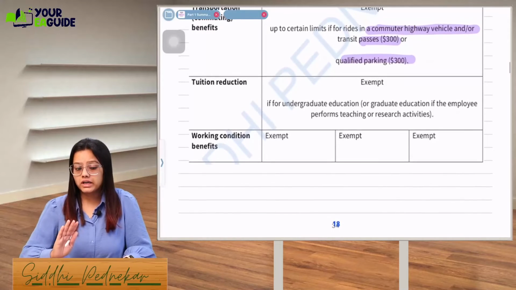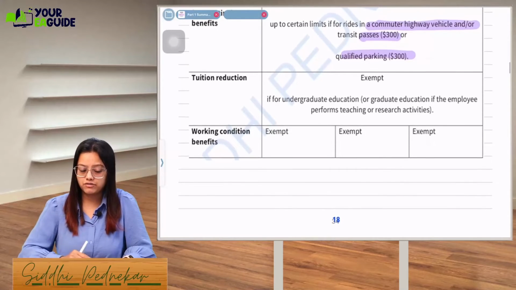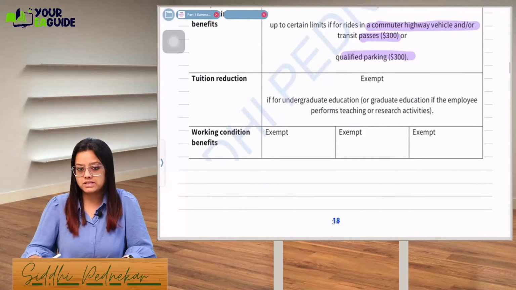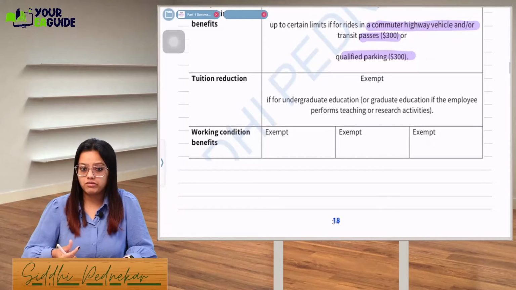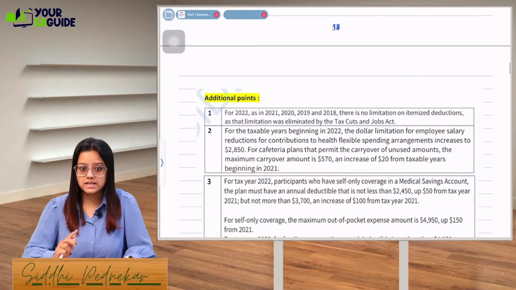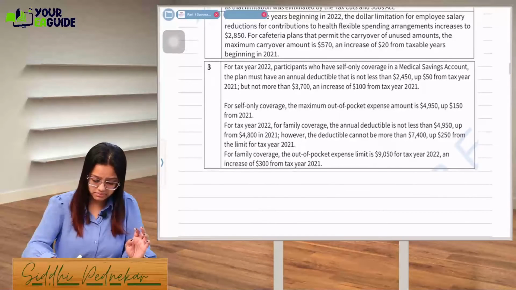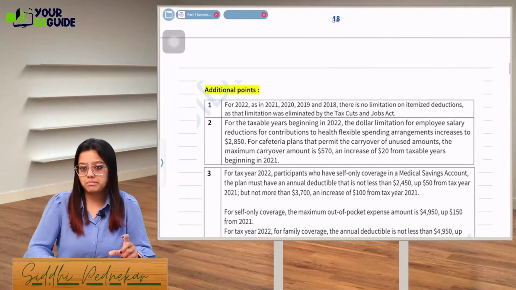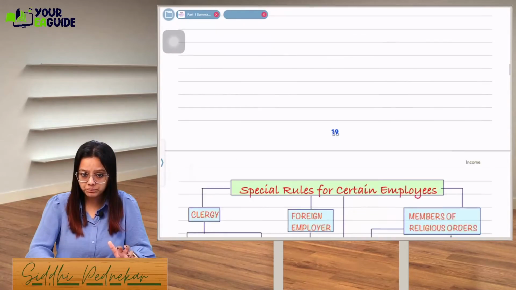Okay, working condition benefits. Let's say they provide you certain benefits if you're working late nights, and for that you are given these benefits. All those extra working condition benefits will be exempt from all three. Okay, got it, guys? Additional point, you can just read it. There were some changes as compared to 2021 and 2022, so you can read this additional point from your book.